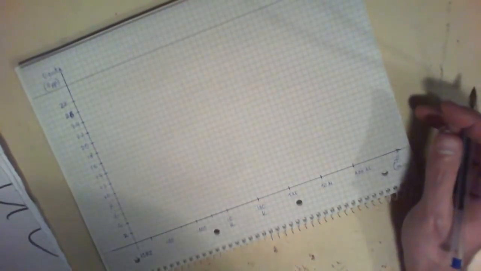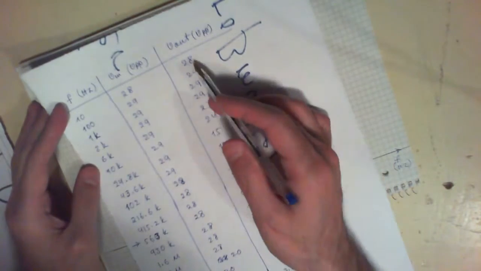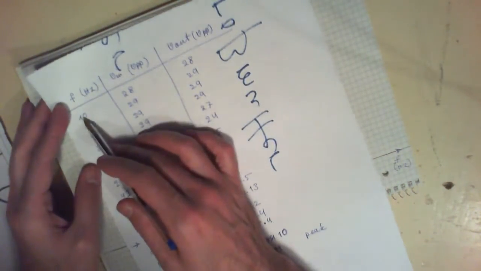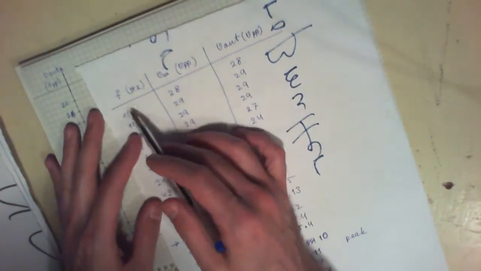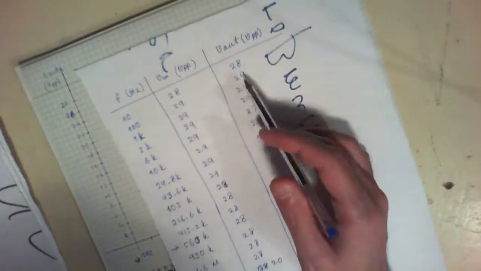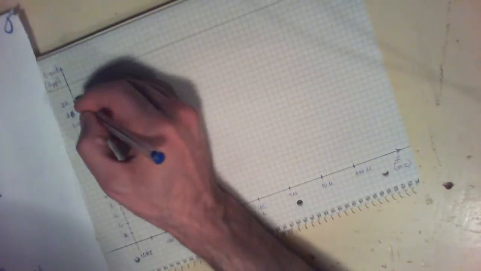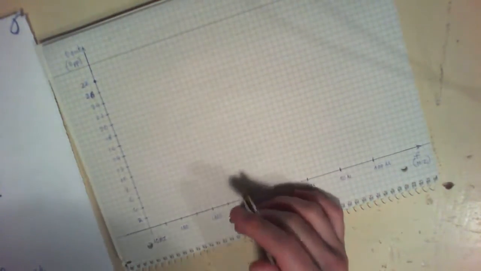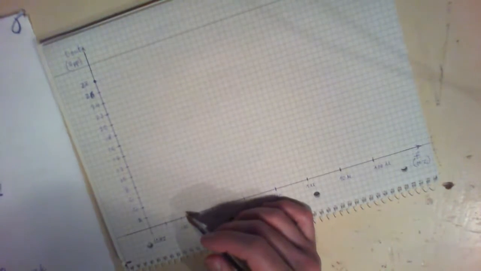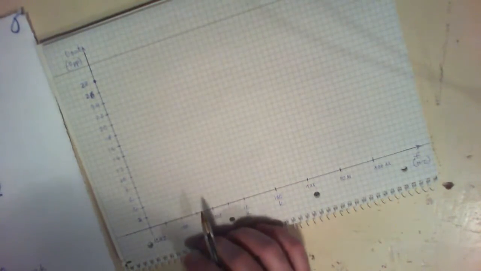Okay, so now when it comes to your data, you don't of course need all of these points. A few of them are enough. So for example, at 10 hertz, your V out was 28 volts. So this is one point over here. For example, at 100 hertz, we were at 29 volts peak to peak.